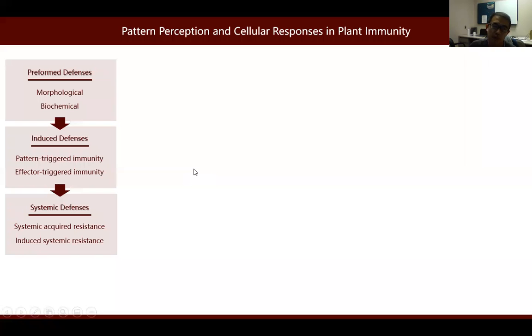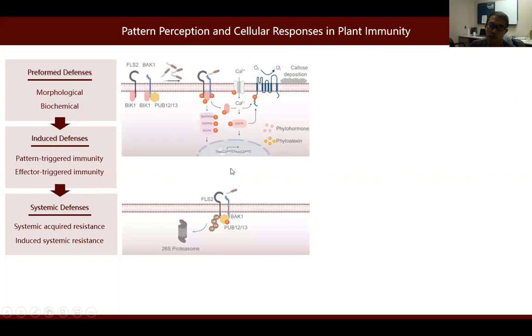Plants protect themselves from pathogen infection through multi-layer defense strategies, including preformed defenses, induced defenses, which is the focus of our study, and systemic defenses. During pattern-triggered immunity, conserved pathogen-derived molecules as elicitors, called PAMPs or MAMPs, can be perceived by cell surface receptors. For instance, here, the receptor FLS2 can recognize bacteria flagellin and recruit co-receptor and activate downstream immune responses, including MAP kinase cascade, ROS production, and so on.